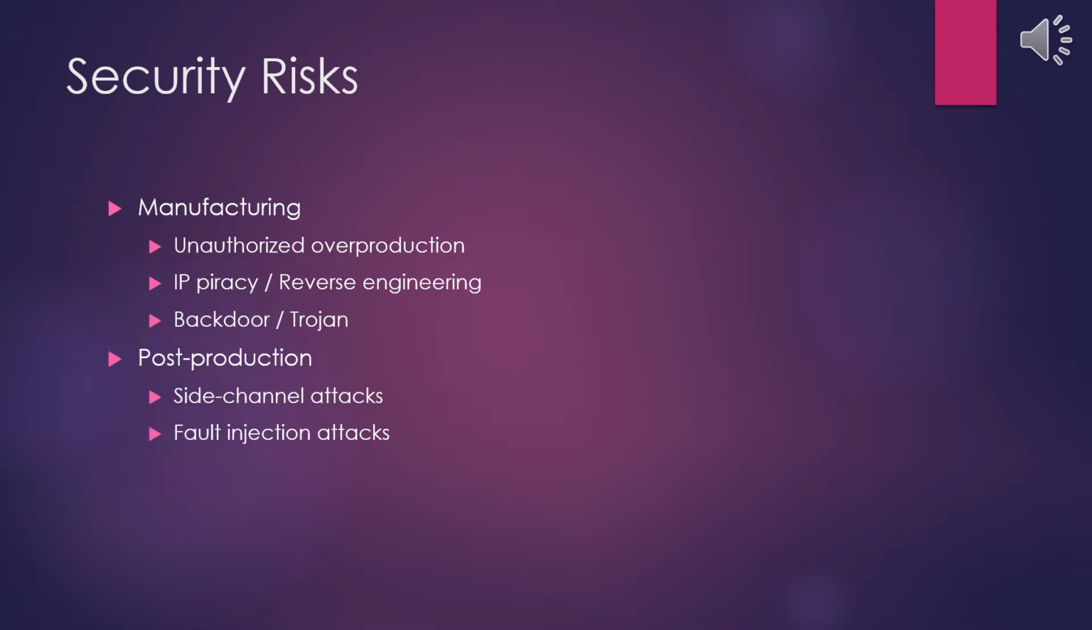Security risks can broadly be broken up into two categories. The first of these is manufacturing risks, which are risks incurred during production or development. These risks are usually based in manufacturing facilities and include unauthorized overproduction, IP piracy or reverse engineering, and the potential insertion of backdoors or trojans into the circuit. The second category of risks is post-production risks, which require the contents of the chip to be secure after it is manufactured. Some of these risks include side-channel attacks and fault injection attacks.